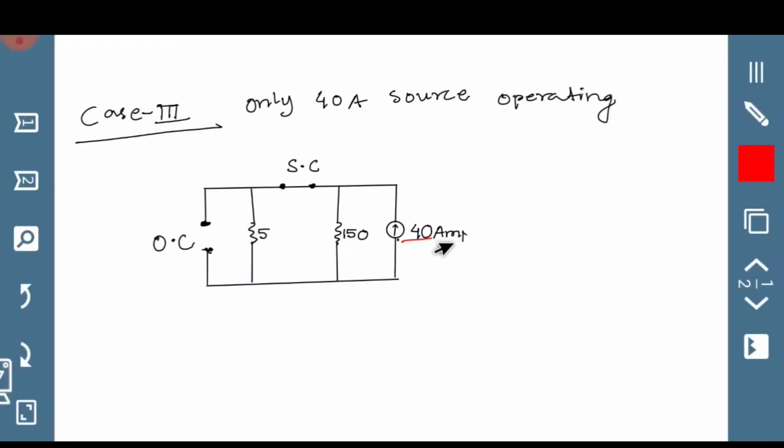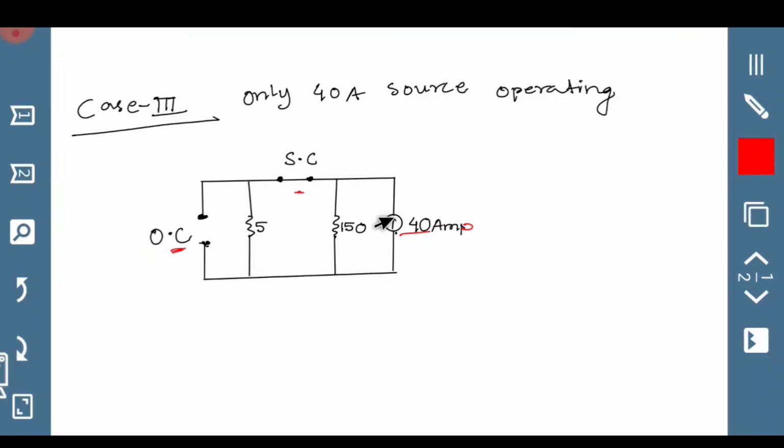In this case, this 40 ampere source is operating, and the voltage source becomes short circuit and the current source becomes open circuit. Now look, the direction of this current source is upward. So the current would pass from this point, and at this point the current will be split into two currents, one in this direction and one in this direction.